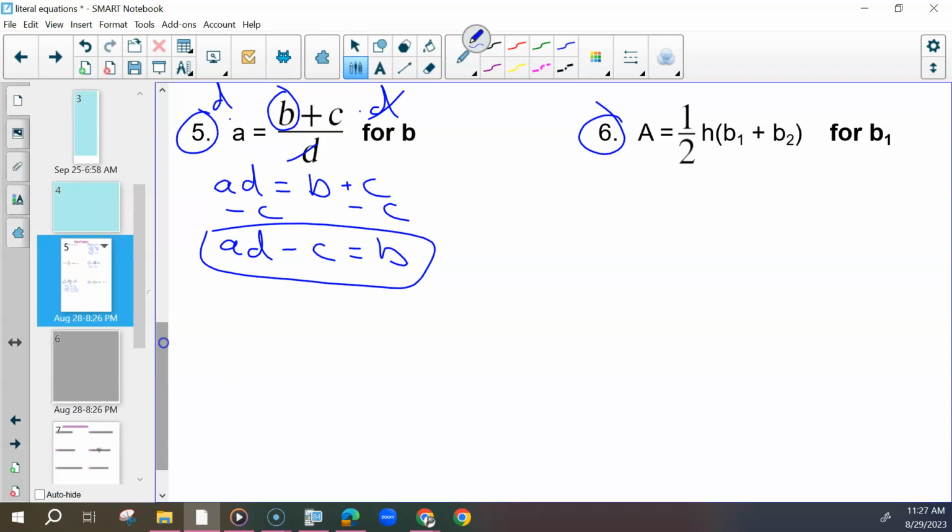Number 6 is a little weird because we have to distribute H, or maybe distribute H. If we distributed H, we'd have H with B1, which is what we're trying to get by itself, and then we'd eventually have to get rid of the H again, so we'd be creating an extra step. To avoid that, we're going to get rid of these two things. Here we have a fraction. We're going to take that and flip it, and multiply that on both sides, so that the fraction and the 2 cancel each other out on one side.